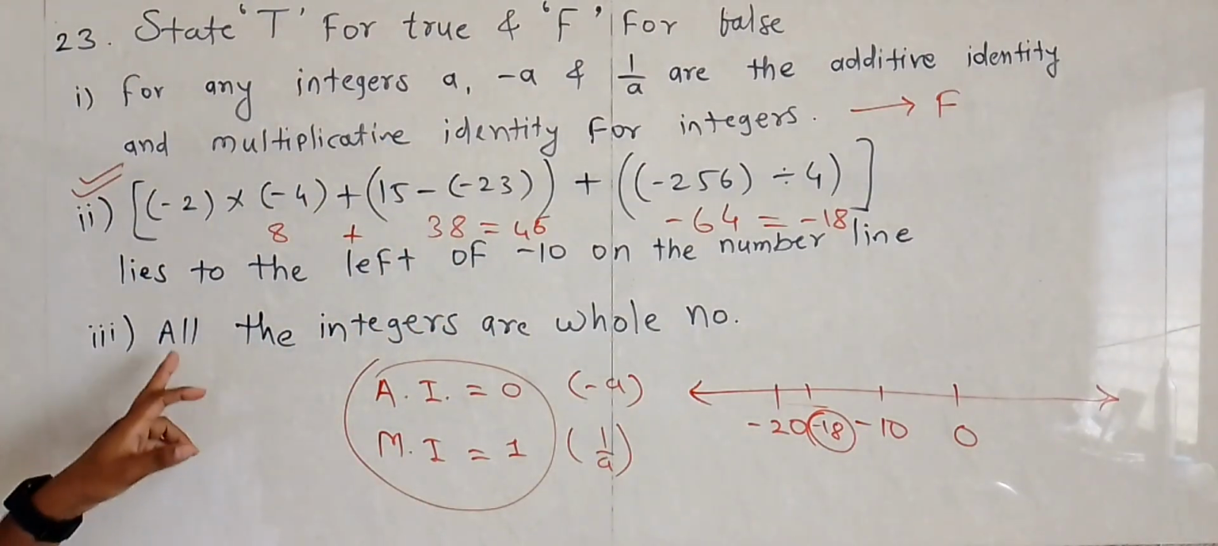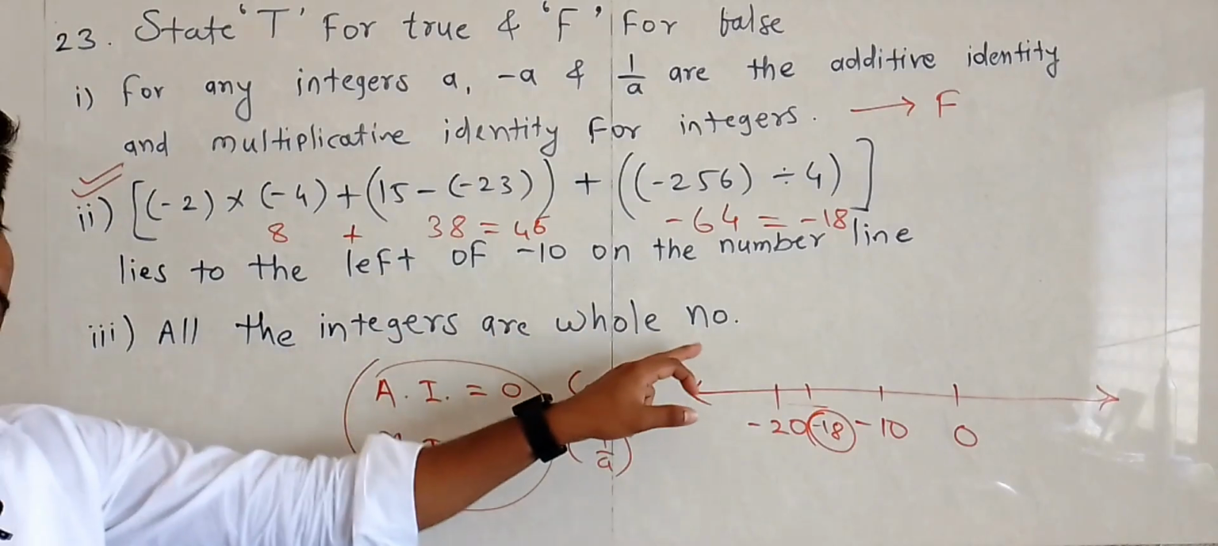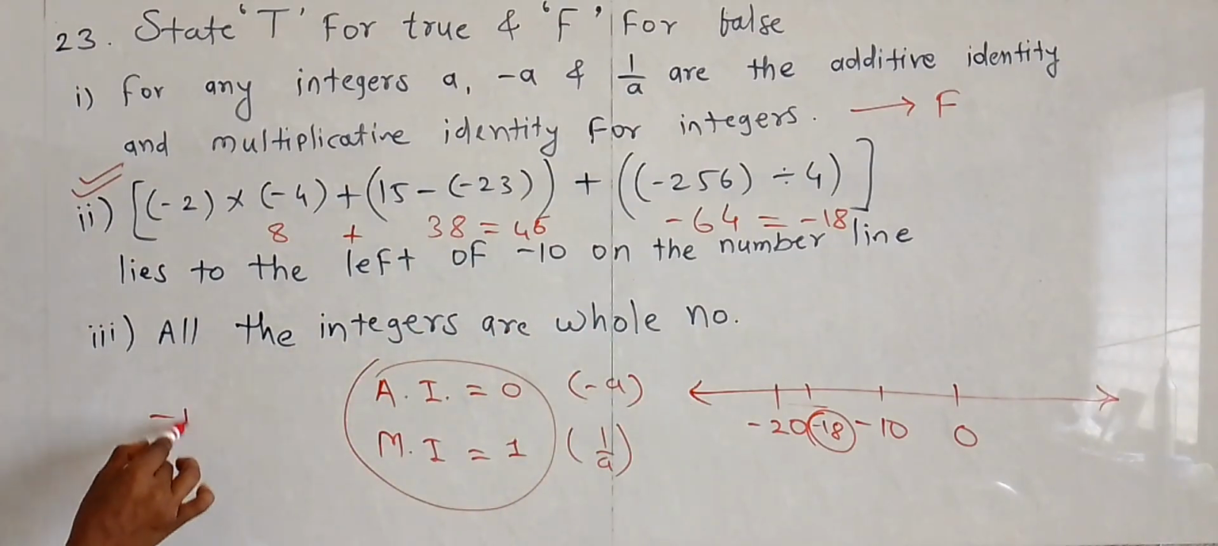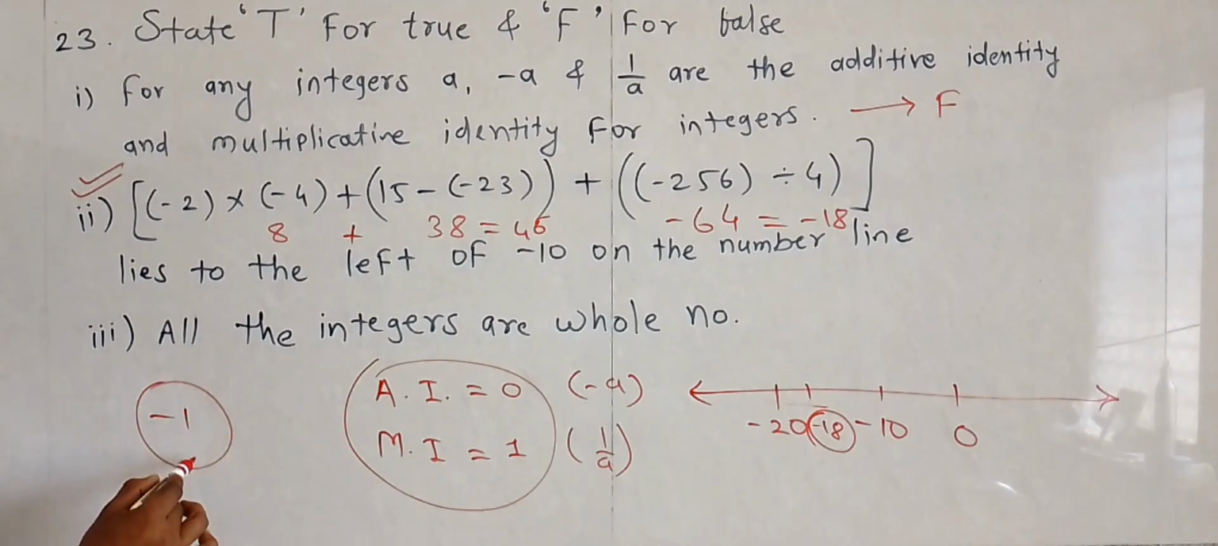Last statement: all the integers are whole numbers. All integers are whole numbers? No. If we take minus 1, minus 1 is not a whole number.